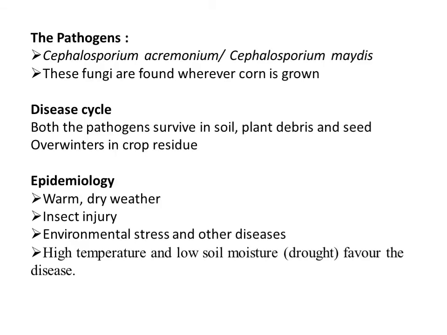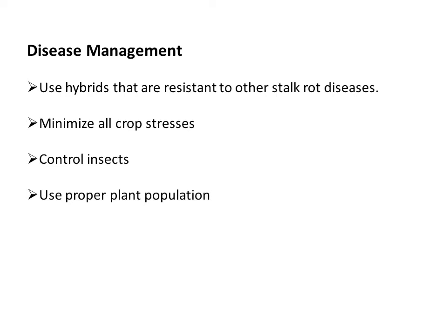Cephalosporium acremonium and Cephalosporium maydis, these fungi are found wherever corn is grown. Both pathogens survive in soil, plant debris and seed, and overwinter in crop residue. Dry, warm weather and insect injury cause more infection. Environmental stress and other diseases, high temperature and low soil moisture favor the disease.